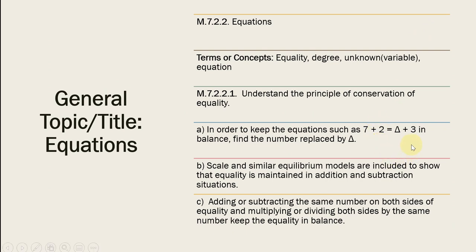For example, in order to keep equations such as this one in balance, find a number to replace this unknown. Scale and equilibrium models are included to show that equality is maintained in addition and subtraction situations. Adding or subtracting the same number on both sides of the equality, and multiplying or dividing both sides by the same number, keeps the equality in balance.